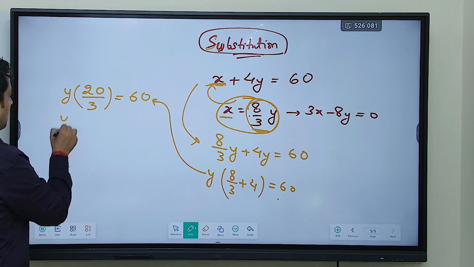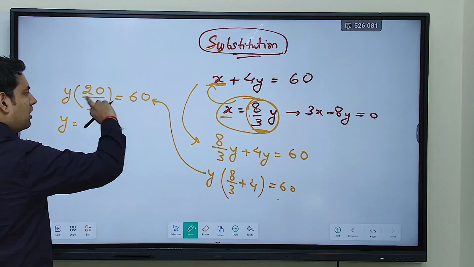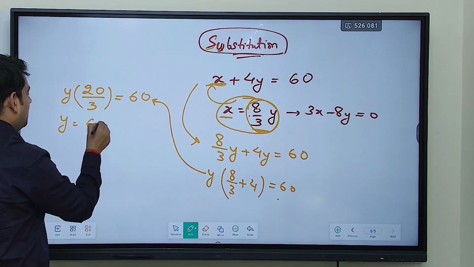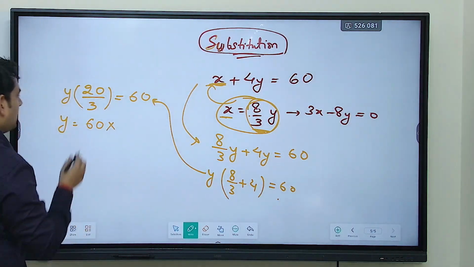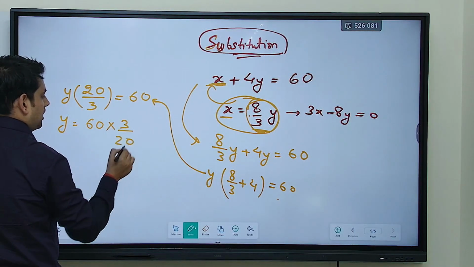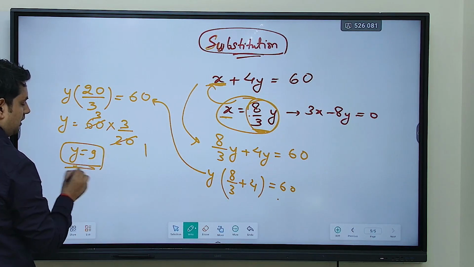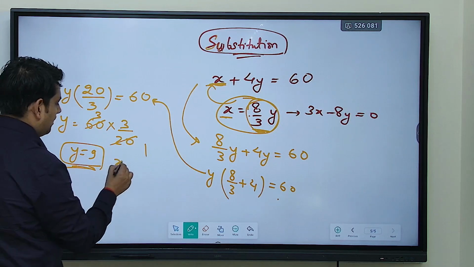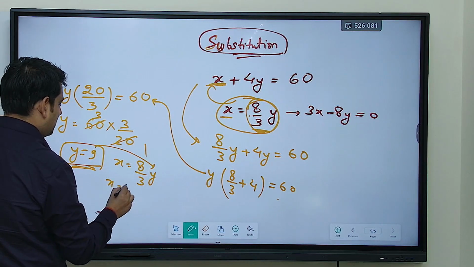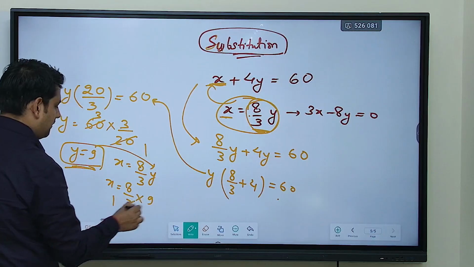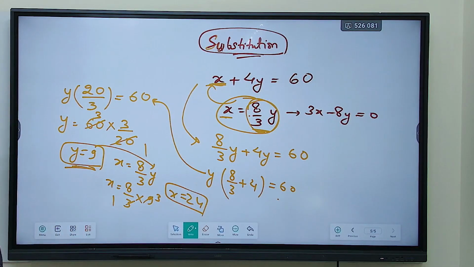Now y is here. If this is in multiplication, it will go and divide there, or the reciprocal will be multiplied on the other side. Reciprocal means if a by b is written, its reciprocal is b by a. Okay, so 60 into 3 by 20. How many times will it go? Three times, 3 3s are 9. So y comes out to be 9. Once you get y is equal to 9, x is what? x is 8 by 3 y. So in place of y, you put 9. What you get? x is equal to 8 by 3 into 9. That is, thrice, 8 3s are 24. So x is equal to 24 and y is equal to 9.